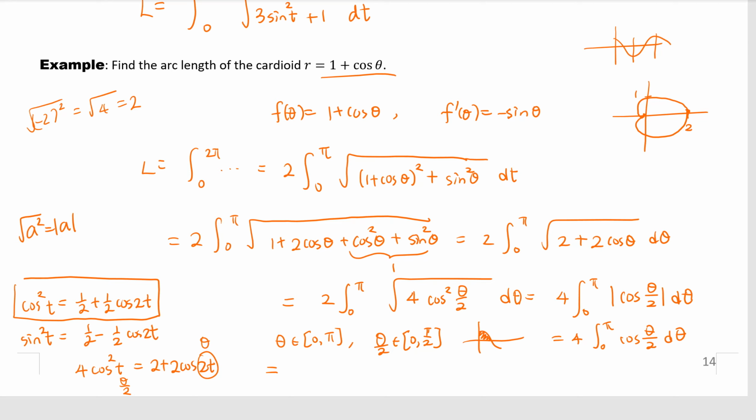Okay, let's see, do I have enough space here? Integral of cosine theta over 2 is sine theta over 2, but because you want to divide by 1/2, it's the same as multiplying by 2. And then evaluate from 0 to pi. Oh, my pi looks very under the 2. Let me put it here. So this is 8 times sine of pi over 2 minus sine of 0. But sine of pi over 2 is 1. So the final answer is 8.